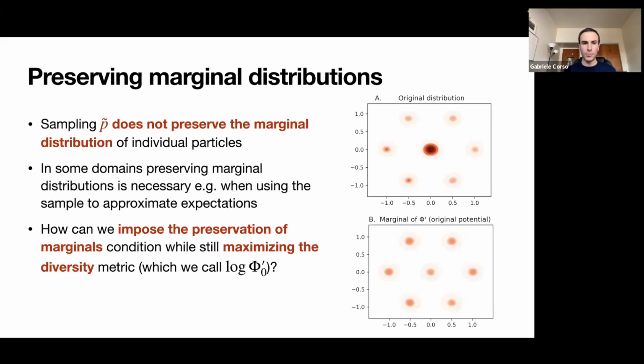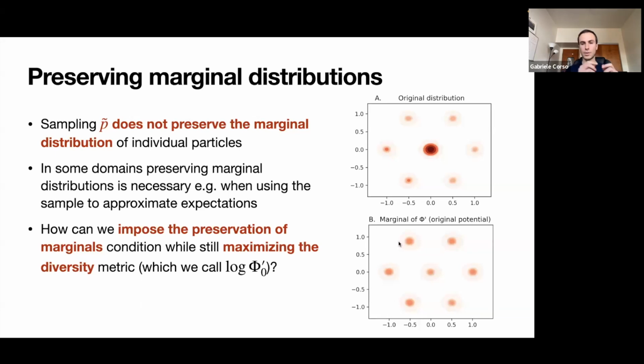One problem, both with this joint distribution p tilde and with the fixed potential particle guidance, is that it doesn't preserve the marginal distribution of individual particles. One clear example of this is, again, this mixture of 2D Gaussians, where the Gaussian in the center has 4 times the weight. But you can see that when we sample the p tilde that comes from a Euclidean RBF kernel, because we are trying to optimize diversity, the model will give more weight to the modes on the outside and much less weight to the modes in the middle, and in general will change the marginal distribution of each particle.